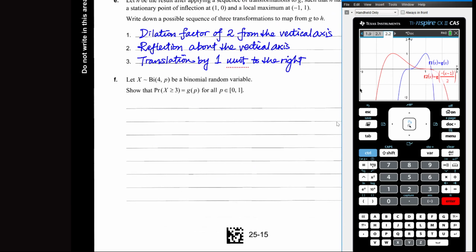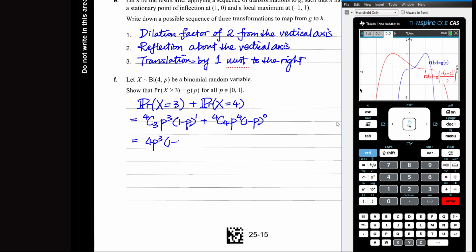X is binomial 4, p, so probability x greater than or equal to 3 is probability x equals to 3 plus probability x equals to 4. Now the first one is 4 choose 3, p to the power 3, 1 minus p to the power 1. The next one, you can write 4 choose 4, p to the power 4, and 1 minus p to the power 0. Then it's 4p to the power 3, 1 minus p, plus, this is 1, p to the power 4.